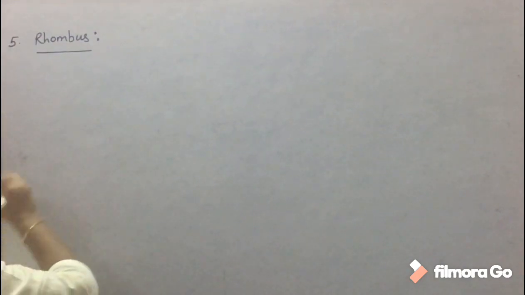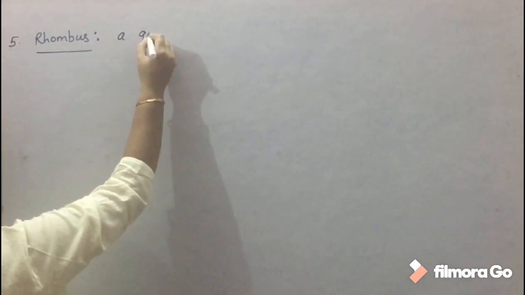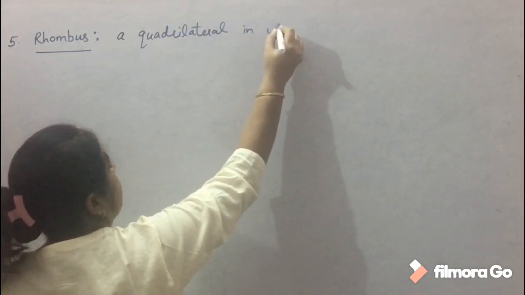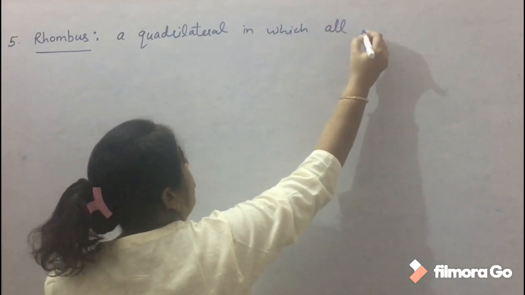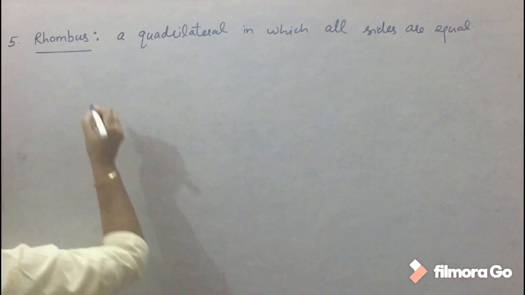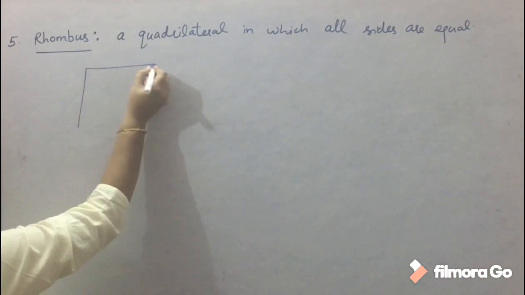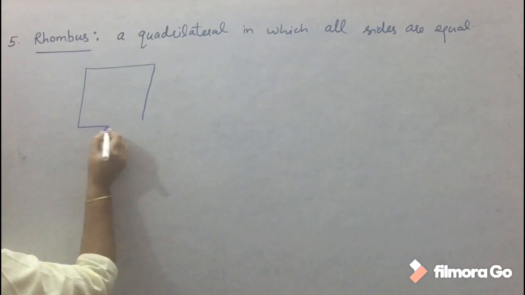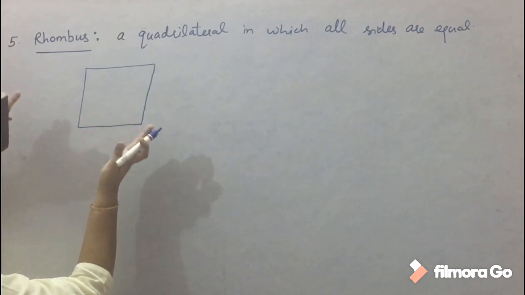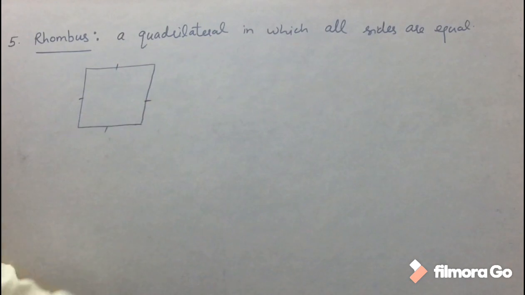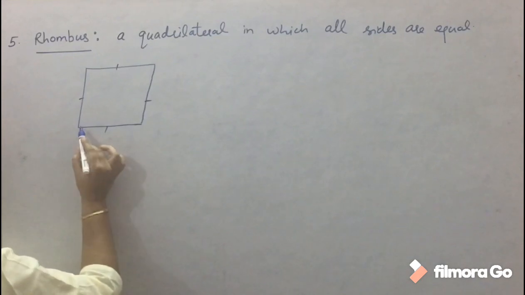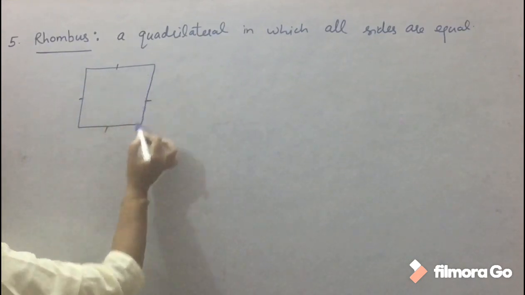So what is a rhombus? A quadrilateral in which all sides are equal. And we have seen the activity, the shape. If we get a square in slanting form, that means in a square each angle is 90, if we rotate it, it will get the shape of a rhombus. Now what we observe is that all sides are equal. Also we are observing that opposite sides are equal and parallel.